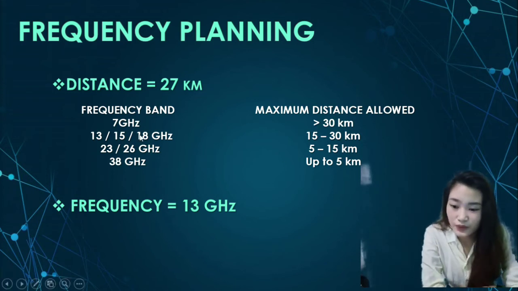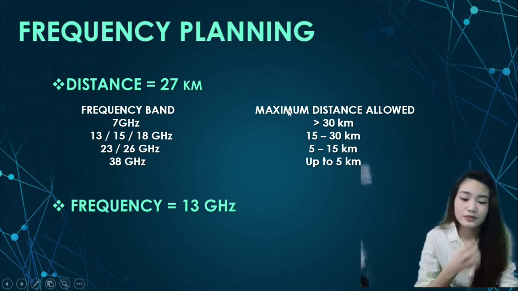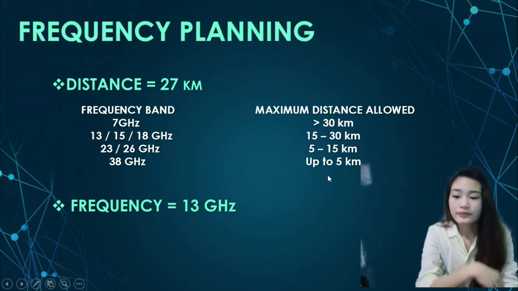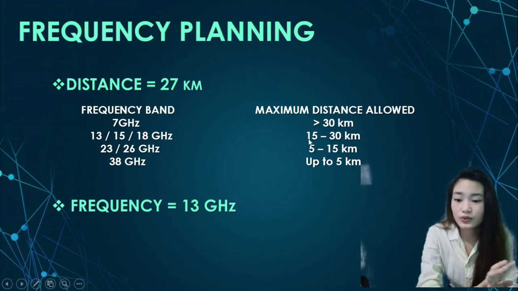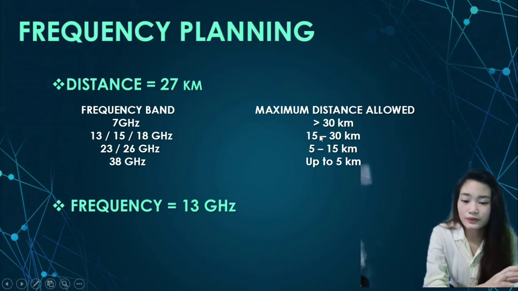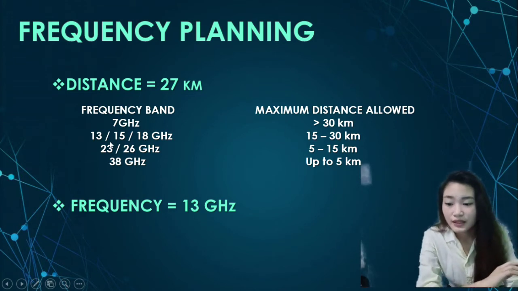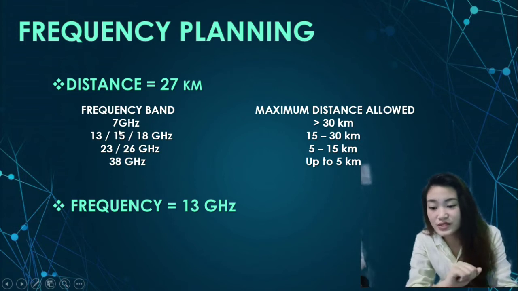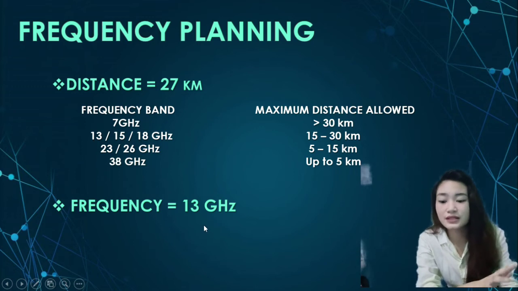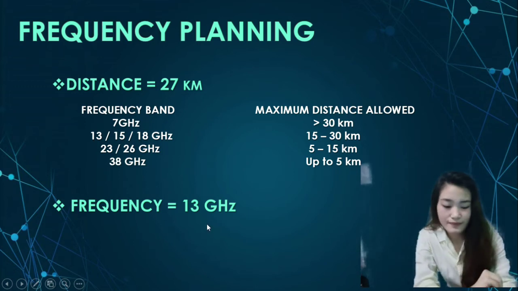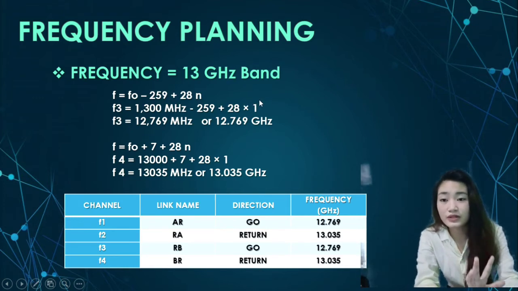Its frequency band, you will choose here, and its maximum distance allowed. We are using 27 kilometers as the distance, so here we are in between 15 to 30 kilometers. That's why we can choose in these frequency bands, 13 or 15 or 18 gigahertz, and I chose 13 gigahertz. And yes, this is the frequency that I use, the 13 gigahertz band.